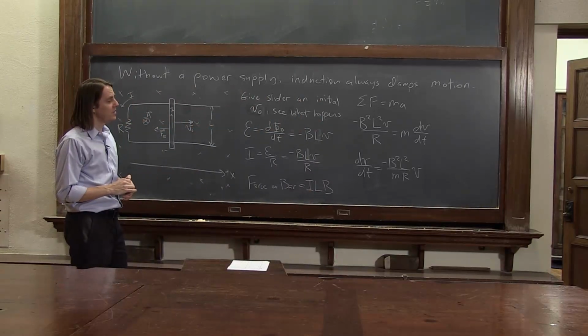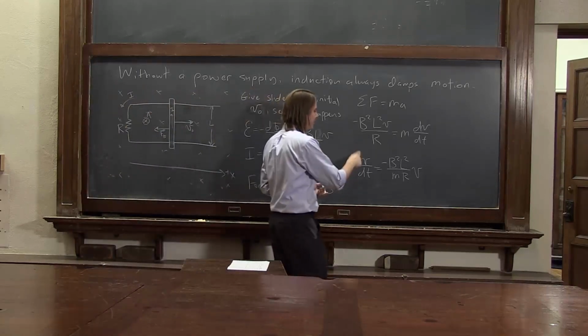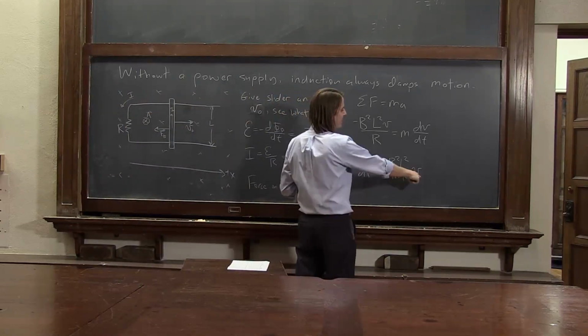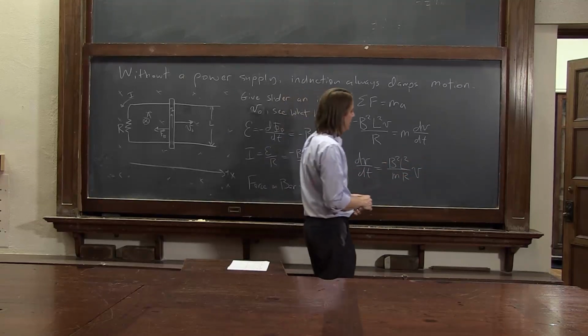So that's a differential equation. You can't solve it by integration. You can't just integrate this. You can integrate this side with respect to time and get v as a function of time, but you can't integrate that with respect to time because that's the function you're looking for. This is why differential equations are hard.